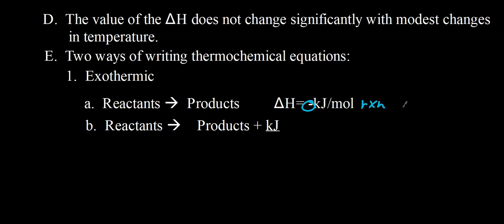The other way is to include the heat term in the equation itself. So if it's an exothermic reaction, the heat term is going to go on the right side of the equation with the products. So it'll be some number, 100, 800, 250 kilojoules, whatever it is, that number of kilojoules will go on the right side of the equation. We don't put minus the number. We just put that number on the right side of the equation. The right side tells us exothermic. The negative here tells us exothermic.